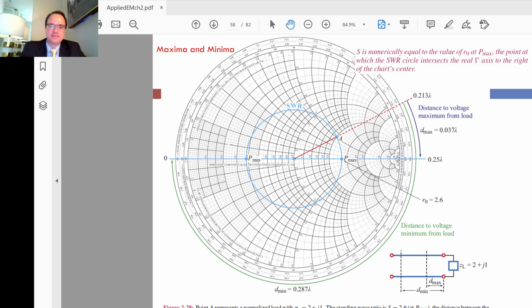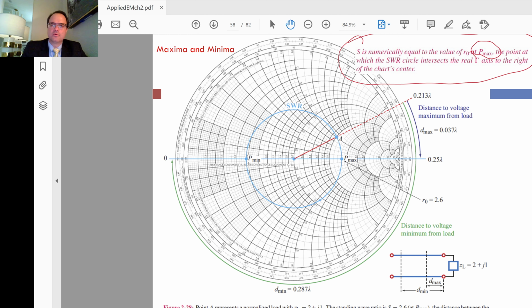So now what we can do is that we can now also calculate S. S is numerically equal to the value of the resistance of the line, so the real part of the impedance, but along the line at the point where we have a voltage maximum.